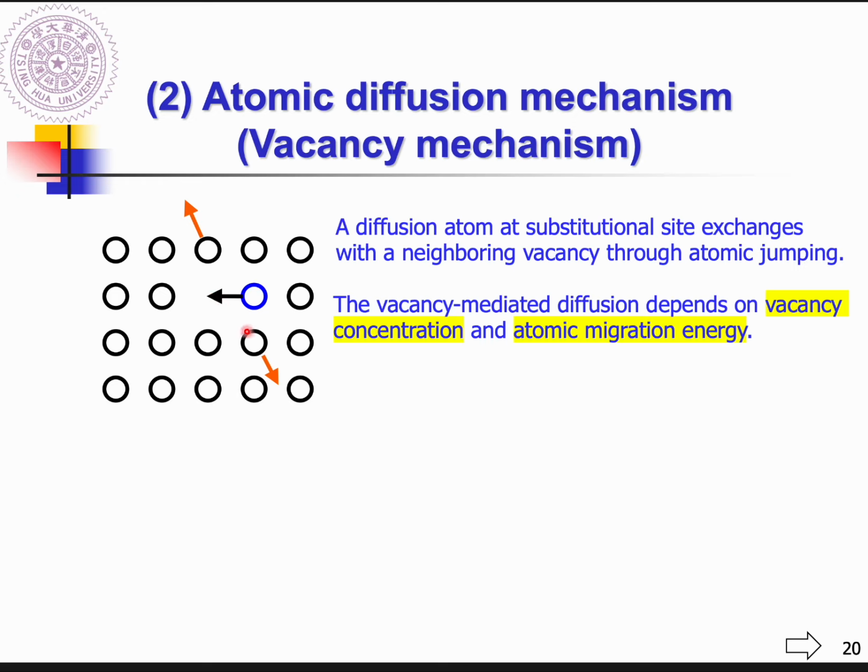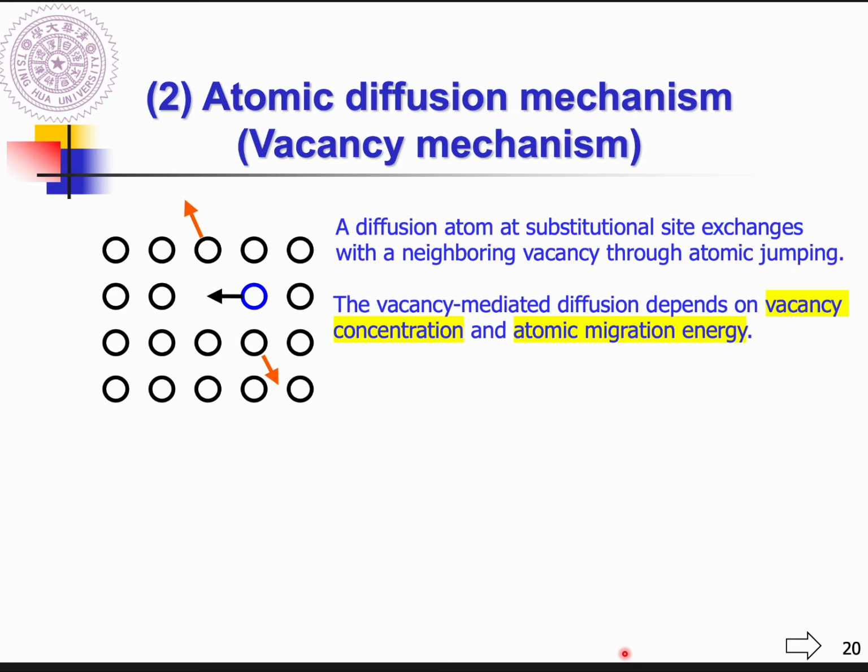So this is the vacancy mechanism we talked about before, but in some cases, we dope some dopants at the substitutional site. We call it a solute atom. And this is also a vacancy mediated mechanism. So how do we formulate the diffusivity of this solute atom?